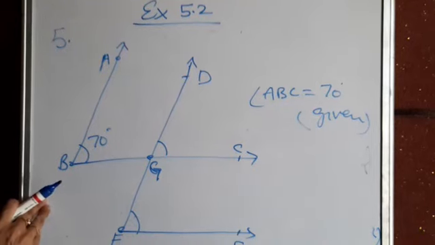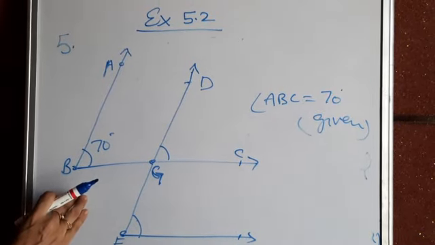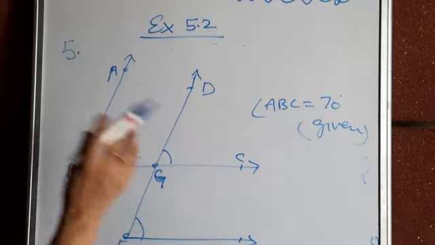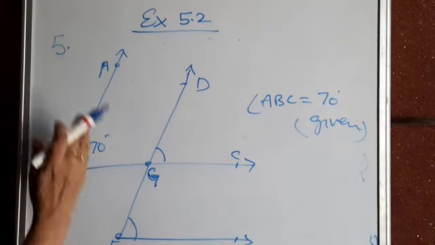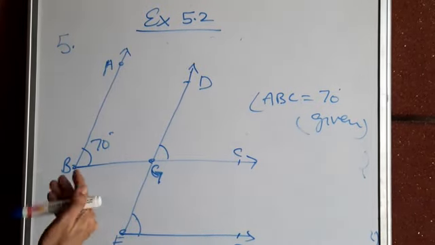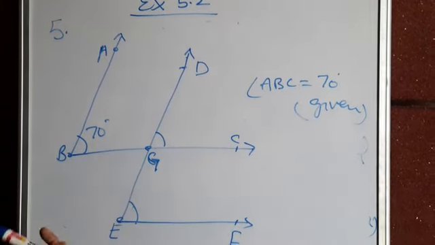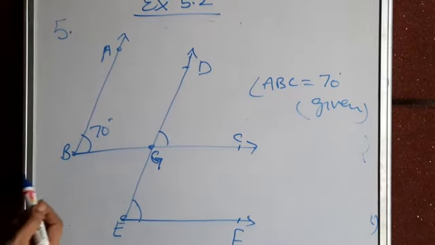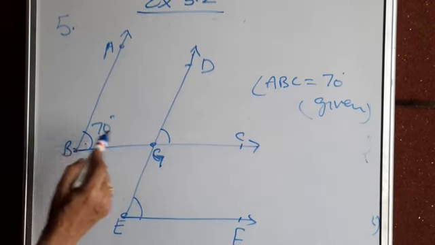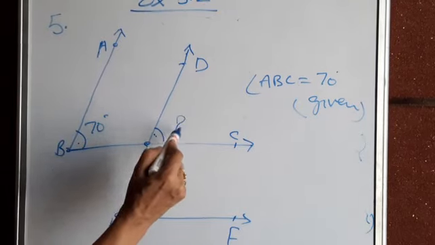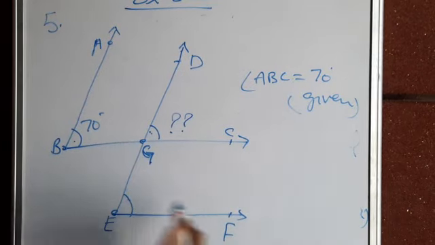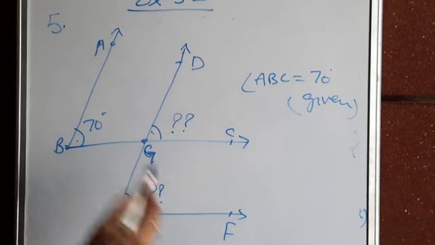Come to question number 5. In this given figure, the arms of two angles are parallel. So these are two angles, and in these two angles, this arm is parallel to this arm, meaning AB is parallel to DE and BC is parallel to EF. You are given angle ABC as 70 degrees, and we have to find angle DGC, meaning this angle, and the second part is DEF, meaning this angle. These two angles we have to find.